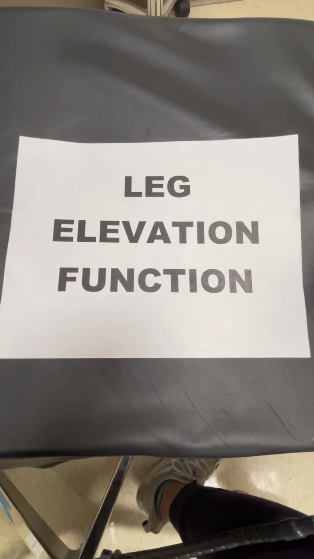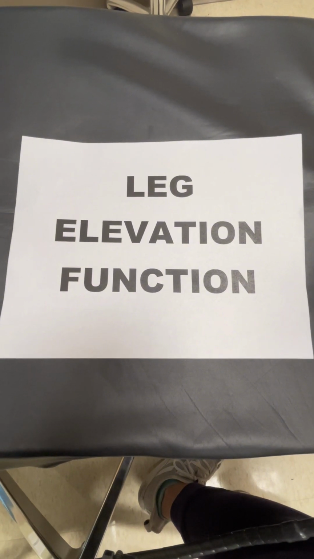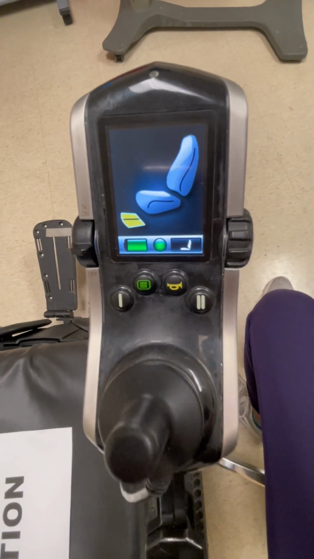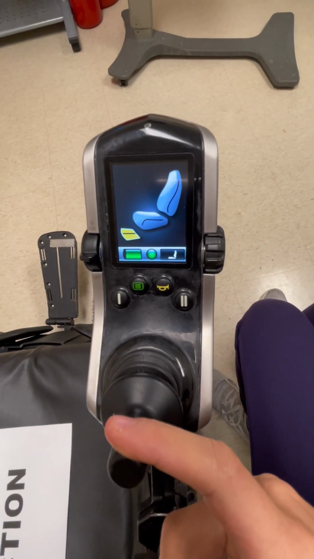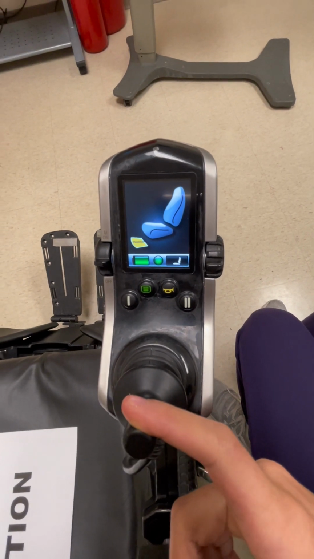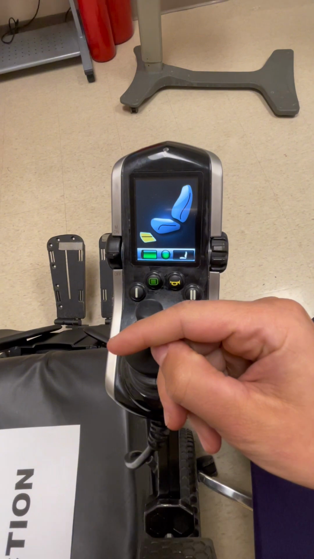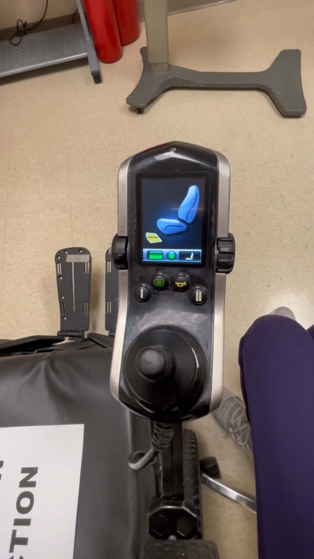To utilize the leg elevation function on this power chair, first ensure that you are in the proper seat mode, as demonstrated by the lit up leg rest on the screen. Next, pull back on the joystick to elevate the leg rest and push forward on the joystick to bring the leg rest back to a normal position.